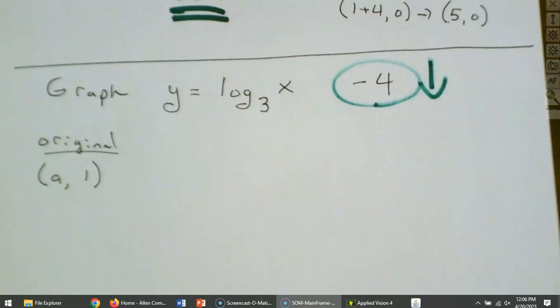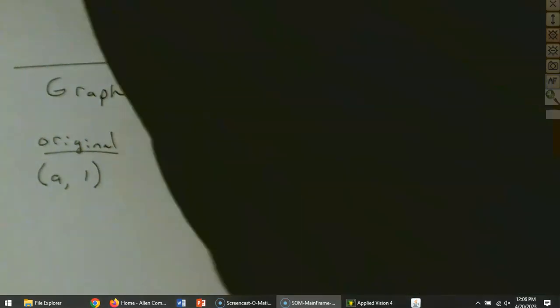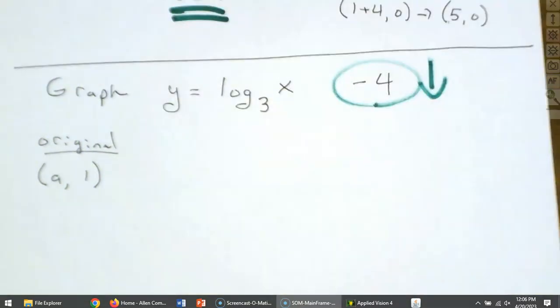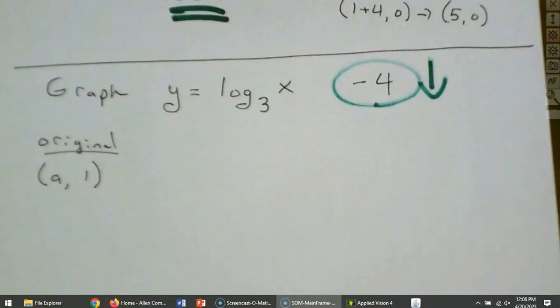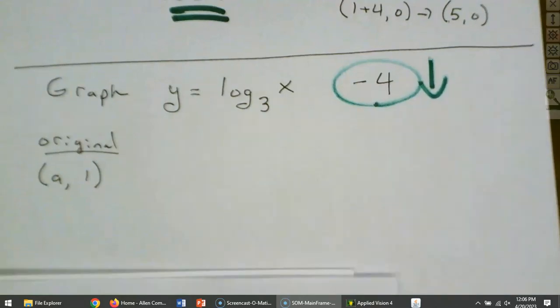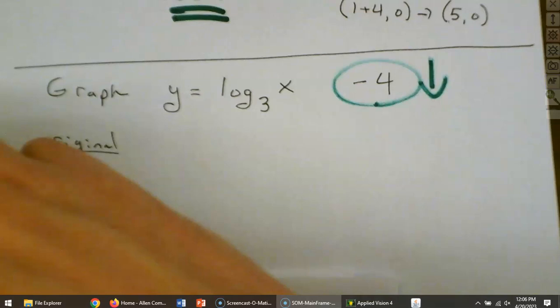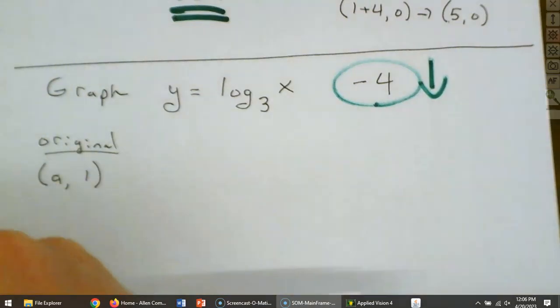So that is going to move our graph up. We're not moving it left to right. We're moving it up, or sorry, in this case, down 4. So that's going to shift our points down 4.